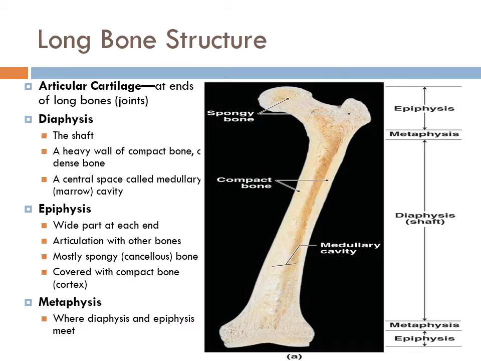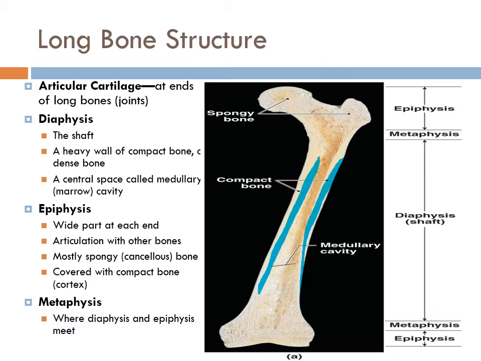The diaphysis of a long bone is the shaft. So this whole region here is the diaphysis. The diaphysis has a large wall of compact bone which surrounds the central medullary cavity. So you can see where it's very white in here, this is compact bone there. And then that darker center is a medullary cavity.